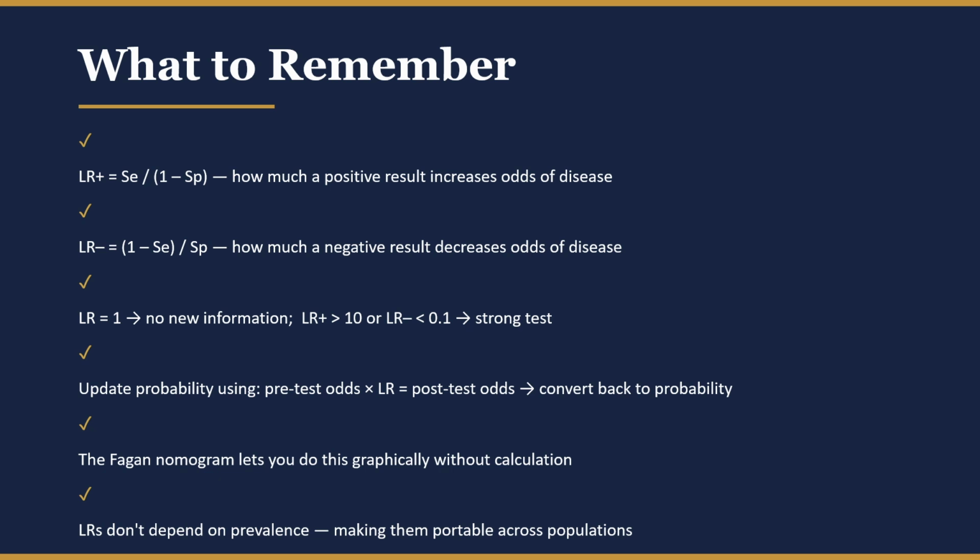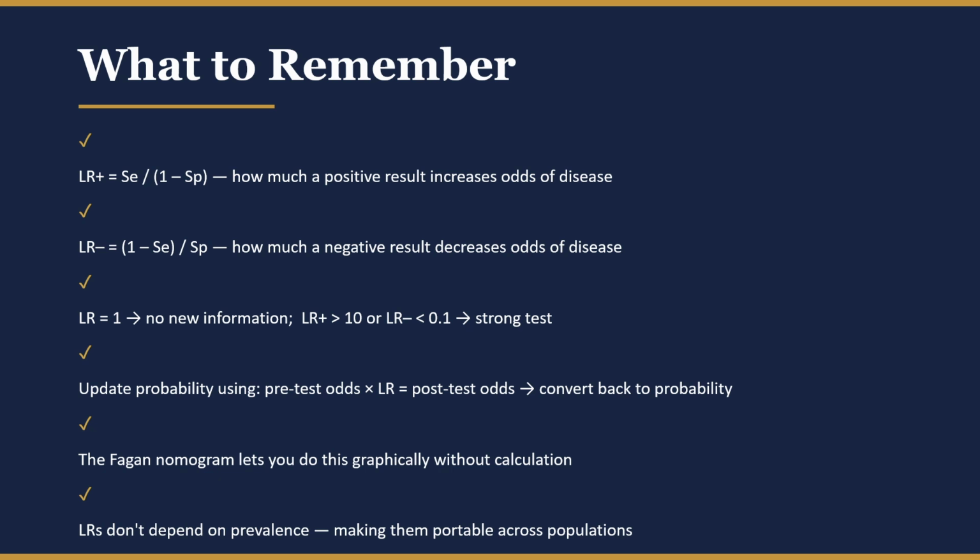You update probability by converting to odds, multiplying by the LR, and converting back. Or use the Fagan nomogram to skip the arithmetic. LRs are portable across populations because they don't depend on prevalence, and LRs and predictive values answer complementary questions. Use both depending on the context.